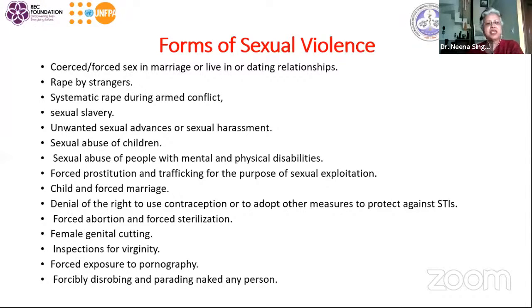So now you see, even the denial of the right to use contraception or to adopt other measures is also considered sexual violence, and forced abortion or forced sterilization are also part of this. Female genital cutting or mutilation, which is very common in some countries, though not so common in our country, is also one of the forms of sexual violence. And this is as per the protocols given by the government of India. These definitions of sexual violence are as per that.